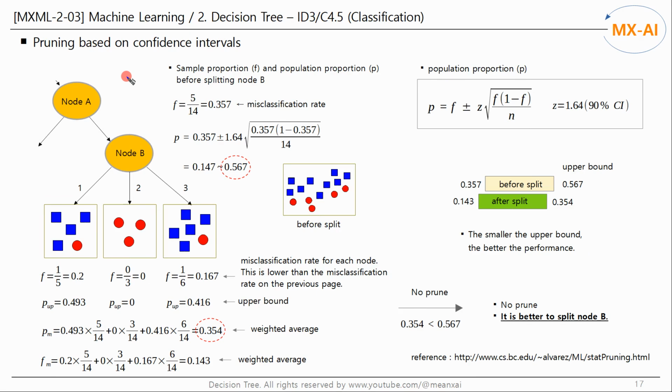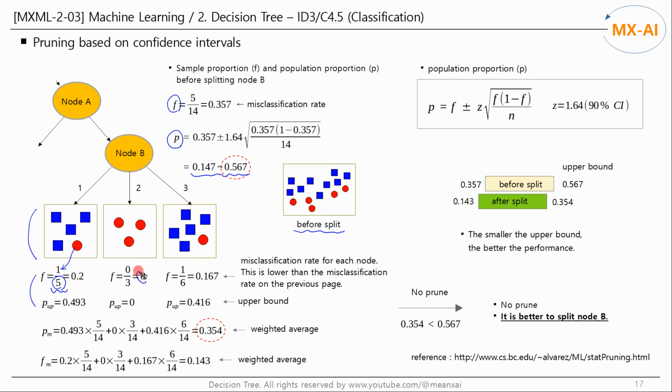Next, let's look at another example. In this example, node B is split as follows. The sample and population proportions before splitting node B are the same as the results on the previous slide. In this case, let's also calculate the sample and population proportions of each child node. The first node has a total of 5 data points, one of which is a minority data point. Therefore, the misclassification rate of the first node is 1/5.